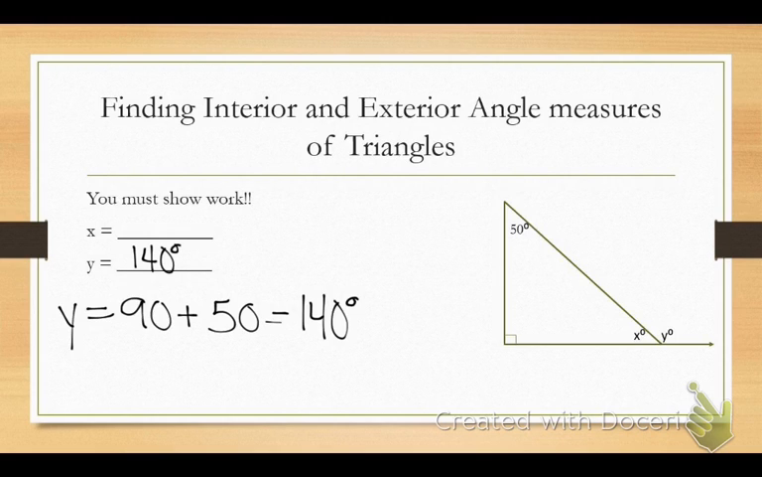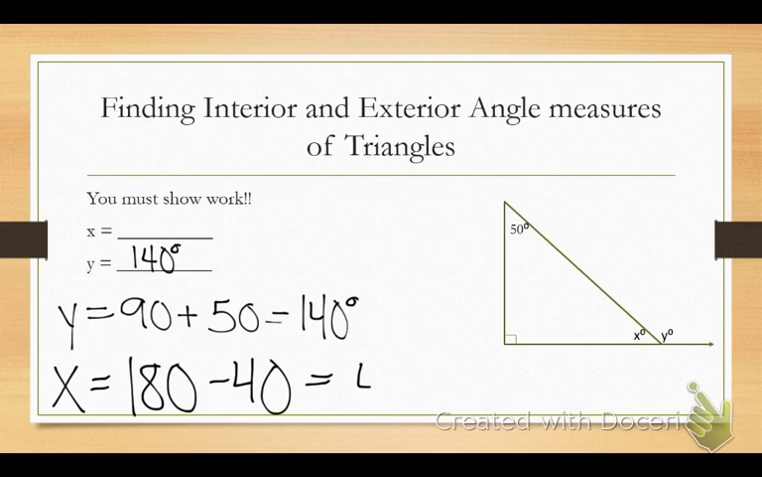And guess what? X equals 180 minus 40. They're supplementary. So x equals 40 degrees. All right? Now, y is 140. Sorry. And then x equals 40 degrees.